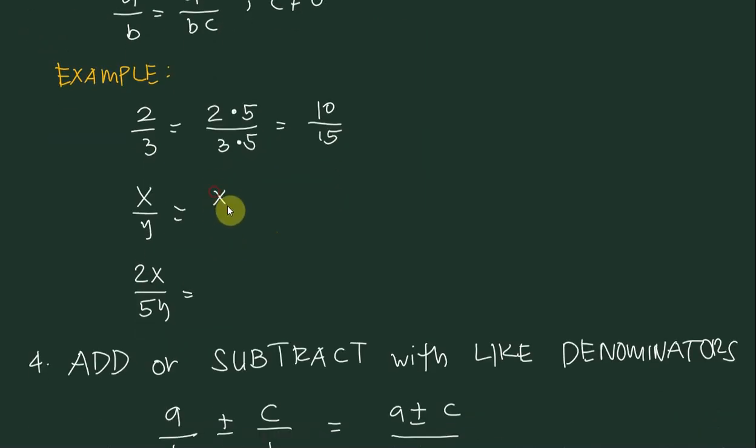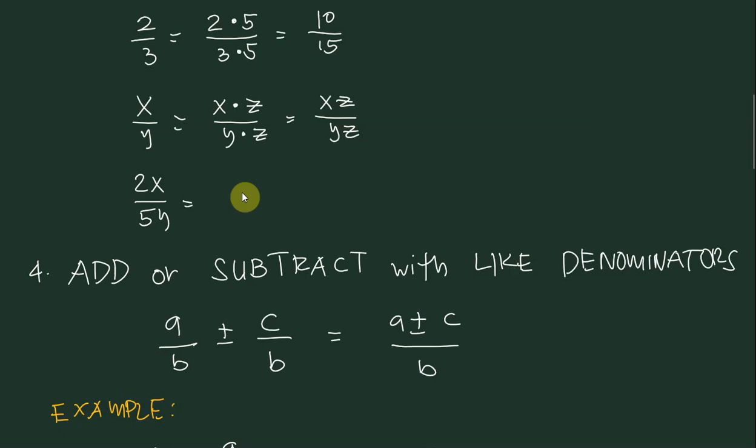Then let's say x multiplied by z over y times z. So this is the same thing, xz over yz. Okay, so what if we multiply this by y and 5y times y? Then we'll have 2xy over 5y squared. So this is equivalent to this one.